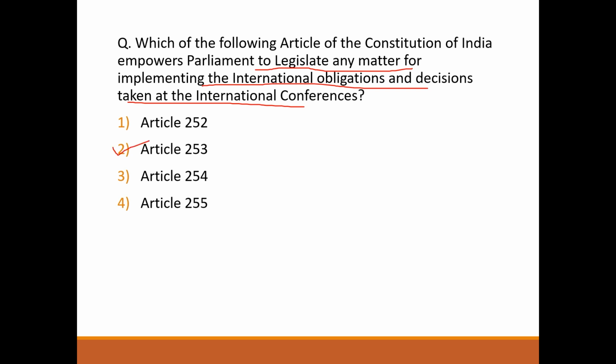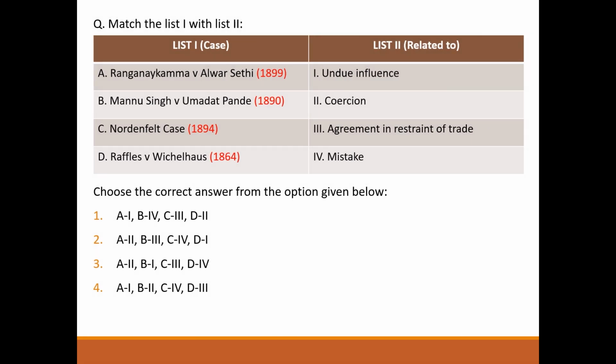Next question. Match the following. List 1 is cases and list 2 is related to. Ranganayakamma versus Alwar Setty, coercion. Manu Singh, undue influence. Nordenfelt case, agreement in restraint of trade. Raffles versus Wichelhaus, mistake. So answer will be option number 3.